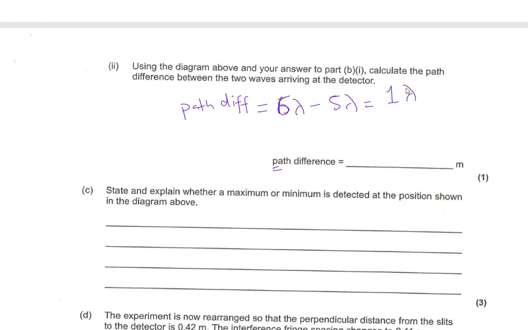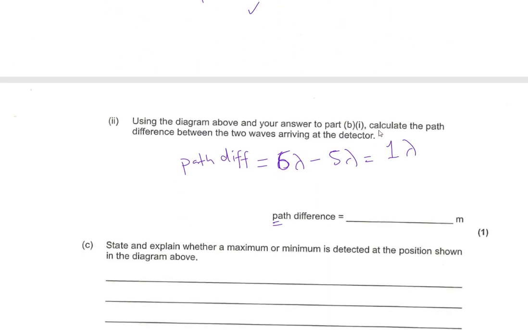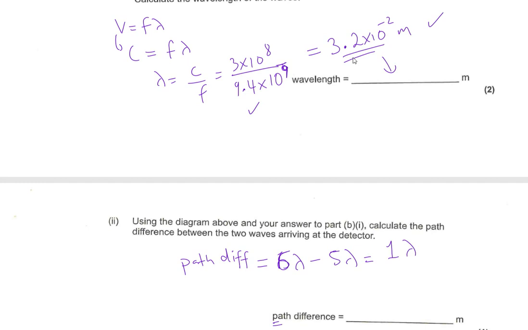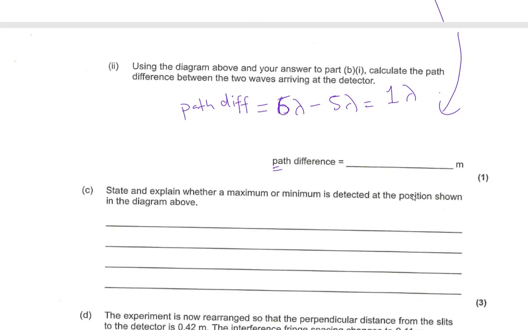Now we know what lambda is, because we already calculated it. So 1 lambda is 3.2 times 10 to the power minus 2, which is exactly the same. So that is your wavelength in this particular case.